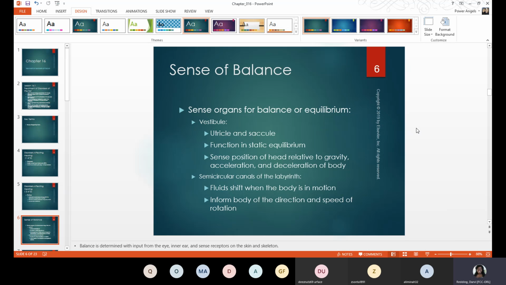So now that we've learned about some of the disorders that can affect the hearing, we'll next learn about the sense of balance. With the sense of balance, there is a sense organ for the balance or the equilibrium. Some of those senses of balance would be the vestibule, and that's where you have the utricle and the saccule, and then you have a function in the static equilibrium. You also have a sense of position of the head relative to gravity, and then acceleration and deceleration of the body.